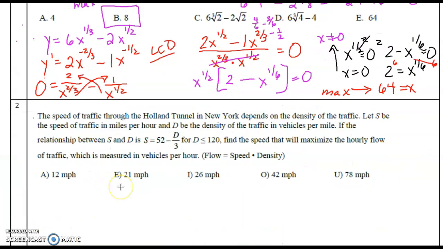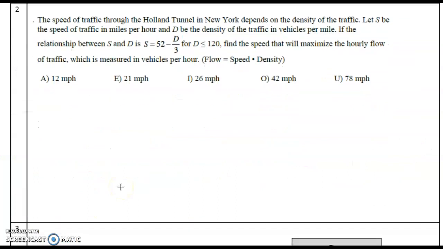All right, let's try a little application. So they tell us the speed through the Holland Tunnel in New York depends on the density of traffic. S is the speed. Okay, so they give us that equation. And D is the density. Okay, and it's vehicles per mile. So they gave us an equation right here for speed. So that's how speed and density are related. Find the speed that will maximize the flow.